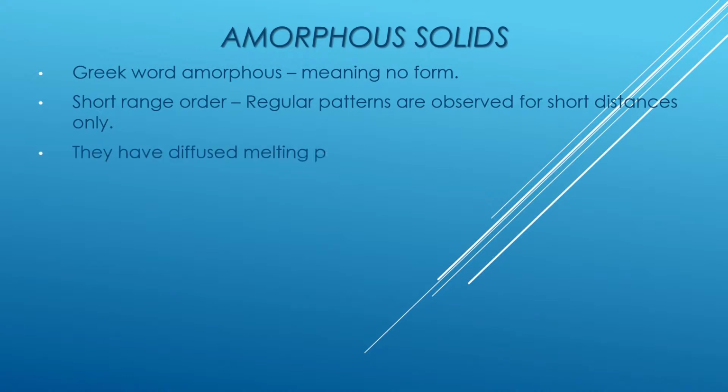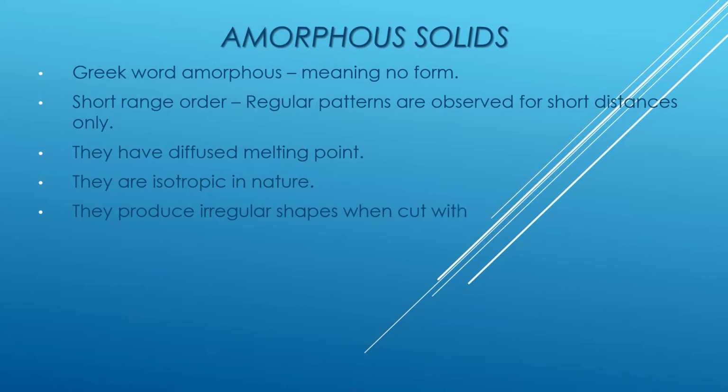Next point, they have a diffused melting point, that is, they melt over a wide range of temperature, not abruptly. They are isotropic in nature. Please make a note of it. Physical properties will have the same values throughout the same crystal. They do not possess different values. Next, they give irregular shapes when cut with a knife. This is due to the random arrangement of particles over long distances. That is why they produce irregular shapes.